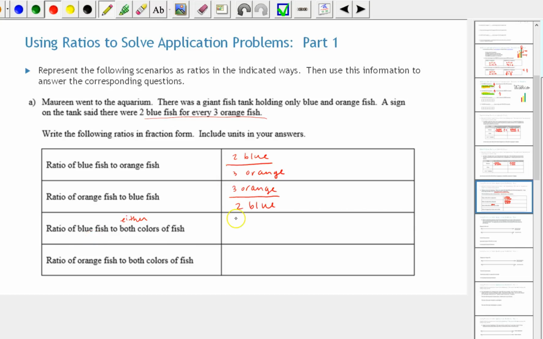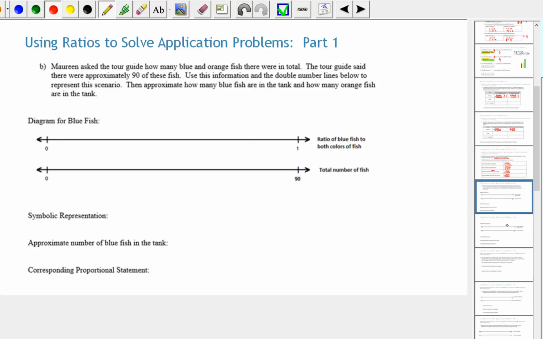So we have 2 blue, and we'll say 5. Now I want to write either rather than both, as long as you're consistent. And here, orange, 3 blue to 5 of either color. Notice these are part-part comparisons, and these are part to whole comparisons. Then they're going to be asked to solve problems with these.